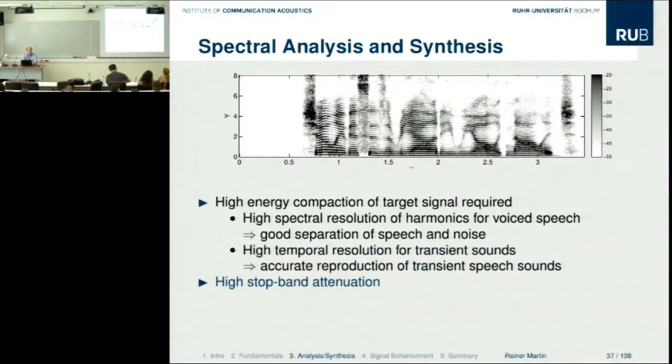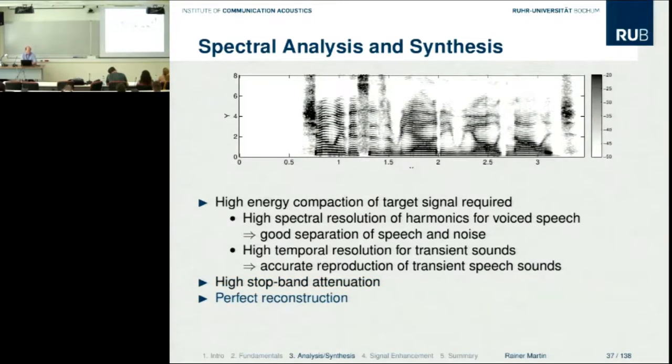We also like to have a high stop-band attenuation of our filter bank, especially on the synthesis part. Why on the synthesis part? Because before the synthesis, we insert these huge gains of 60 dB or 70 dB in order to compensate for the hearing loss. Now if you amplify specific bands by a very high gain, then also all the aliasing artifacts and the imaging artifacts of your filter bank will be amplified by the same gain. So for the reconstruction of your signal at the synthesis filter bank, you need filters with a high stop-band attenuation. Otherwise, you get all kinds of distortions in your system.